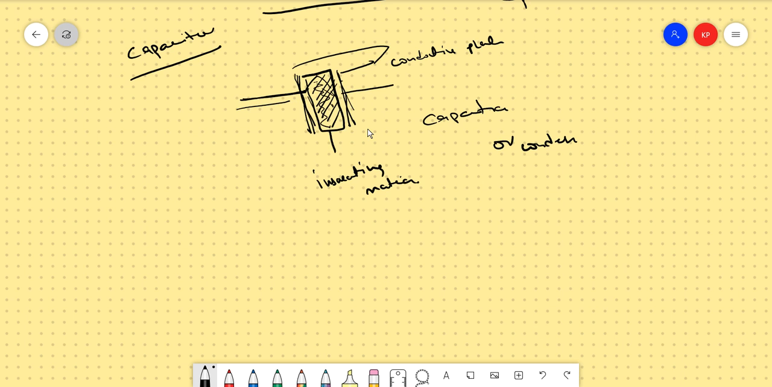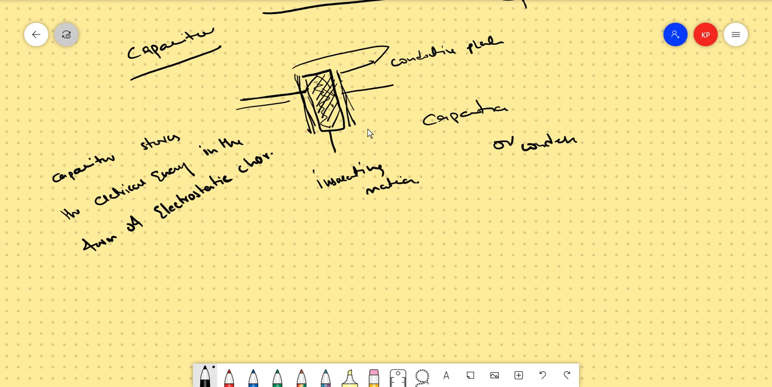That means a capacitor stores the electrical energy in the form of electrostatic charge.